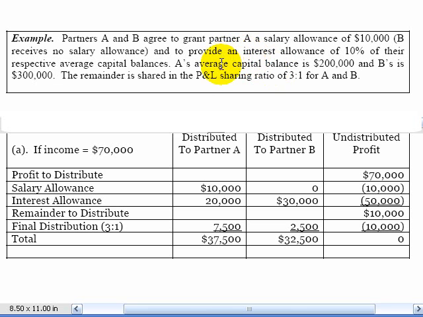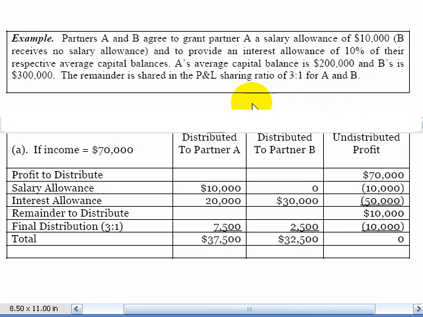After the allowances are taken care of, the partners agree to share the remaining profits or losses in the ratio of 3-to-1. The way to determine the percentage that should go to each partner when you have a ratio like this is to just add the numbers in the ratio together. In this case, 3 plus 1 equals 4. And then give 3/4 to the first partner and 1/4 to the second partner. In that way you'll be dividing everything up in the ratio of 3-to-1.